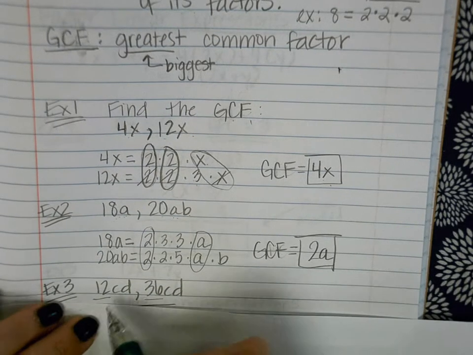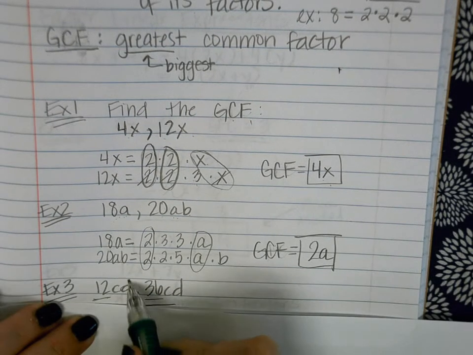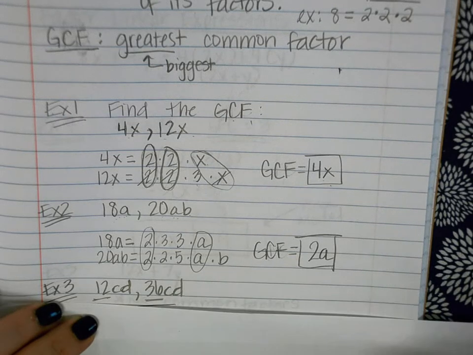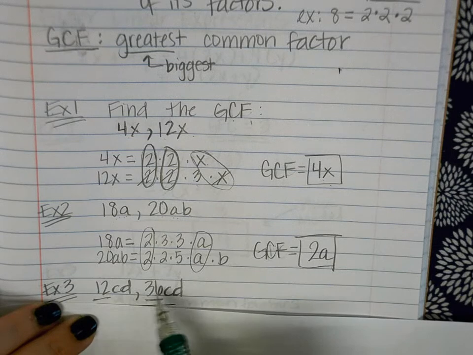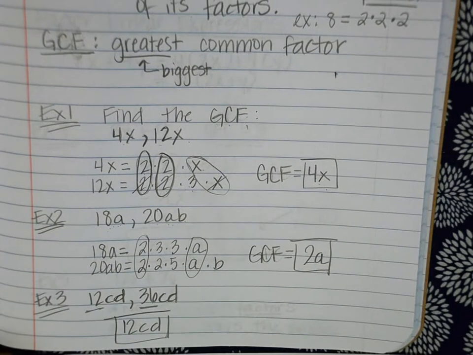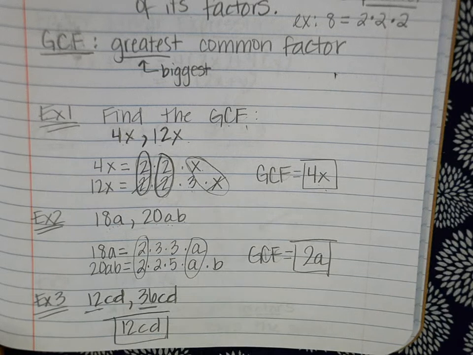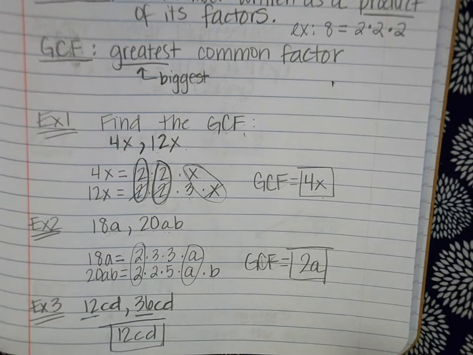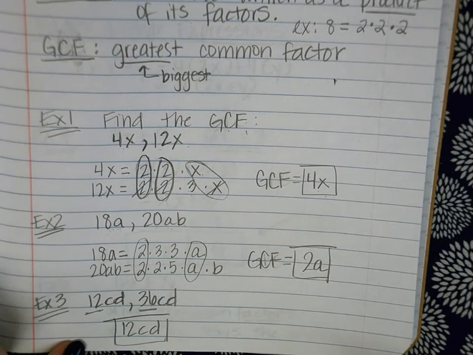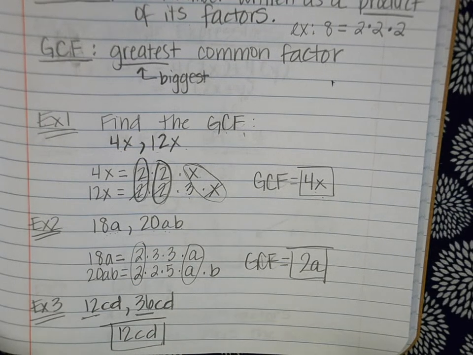I have 12CD and 36CD. What letters can I take out? CD, right? What goes into both of these? 12. You guys are smart. 12CD. So this time I didn't write out all the steps because I think you got it now. This was easy? Yeah, our brains work well this way.